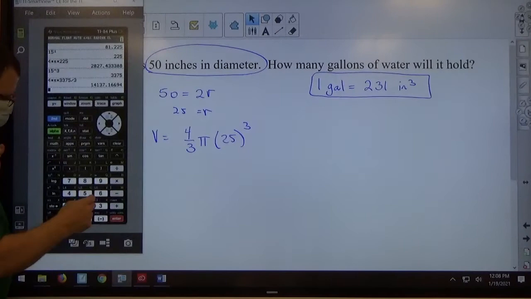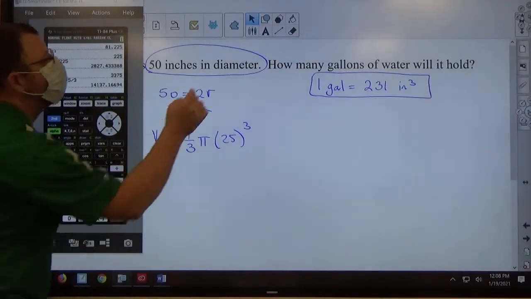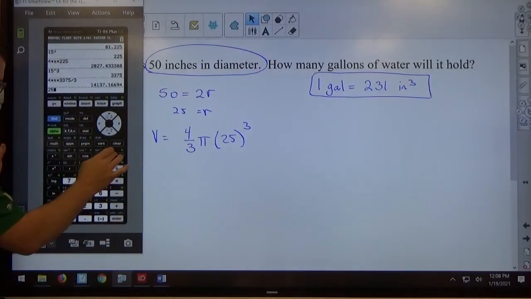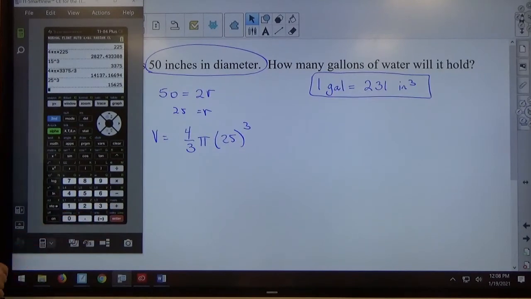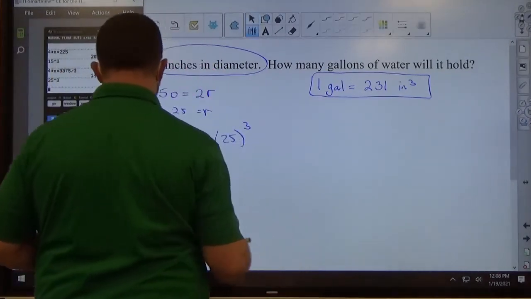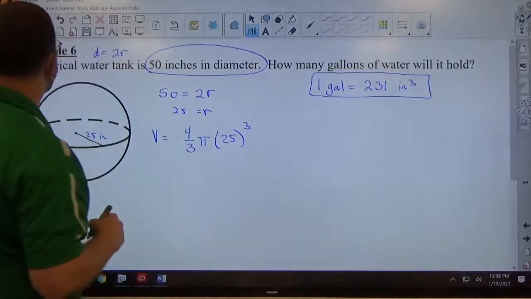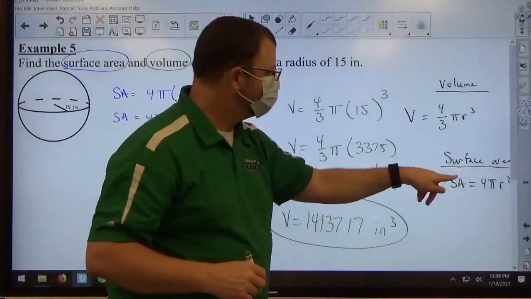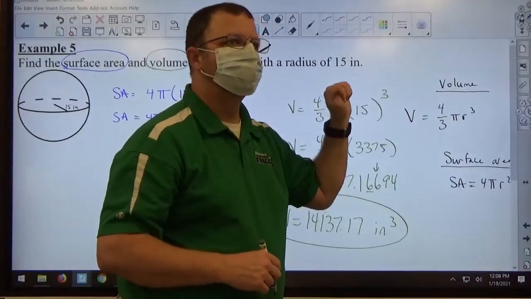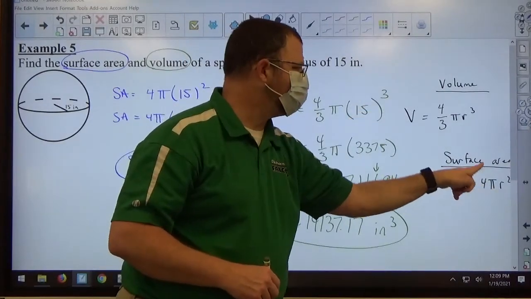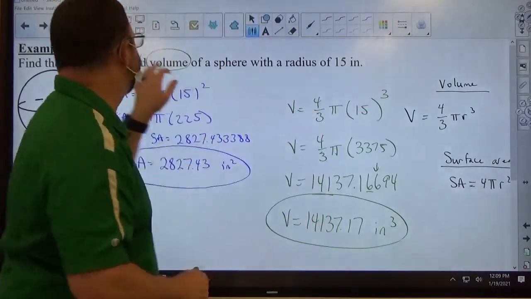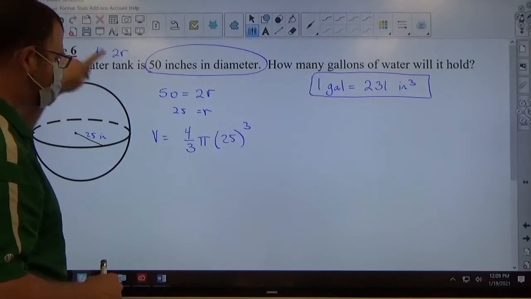Grab my calculator and type in 25 to the 3rd power. That is 15,625. Why the third? Because that's what the formula says. Go back here: 4/3 pi r cubed for volume, r squared for surface area.